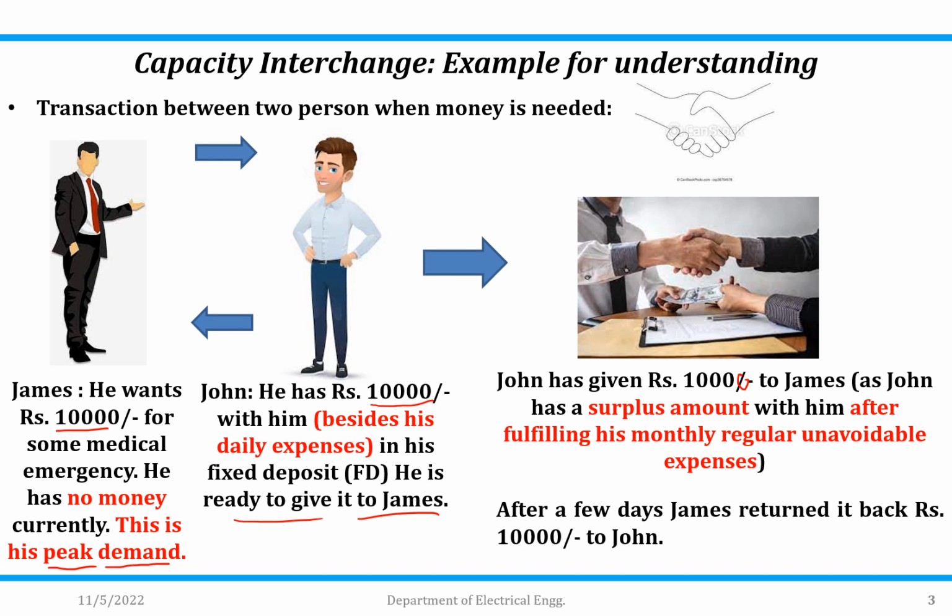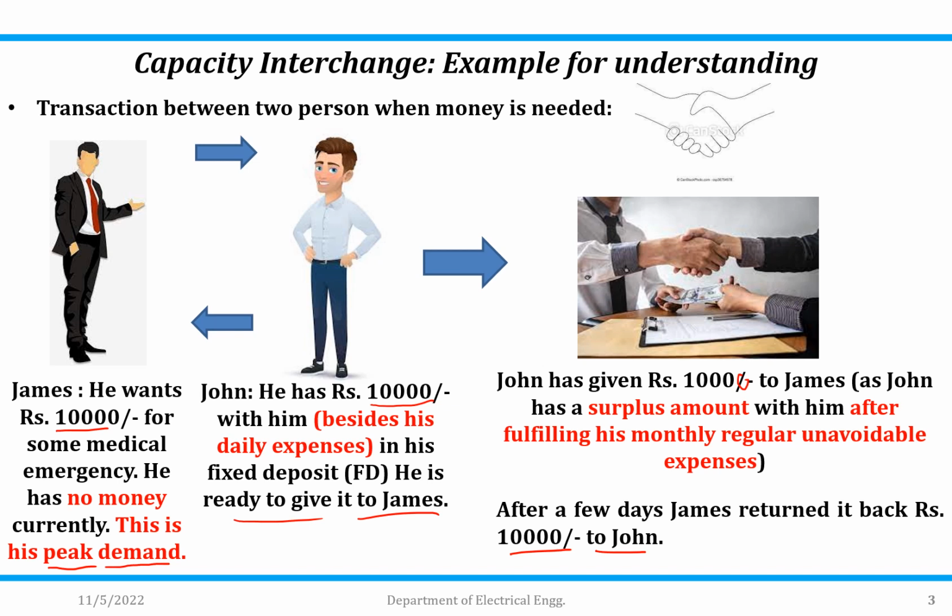expenses. And after a few days, when James got his salary, what did he do? He just gave the money back to John. After a few days, James returned the 10,000 rupees to John. So this is a simple transaction which takes place between James and John. But please remember, there is one important condition. John should have a surplus amount with him after his daily and monthly expenses are over. Then only such a transaction will take place.